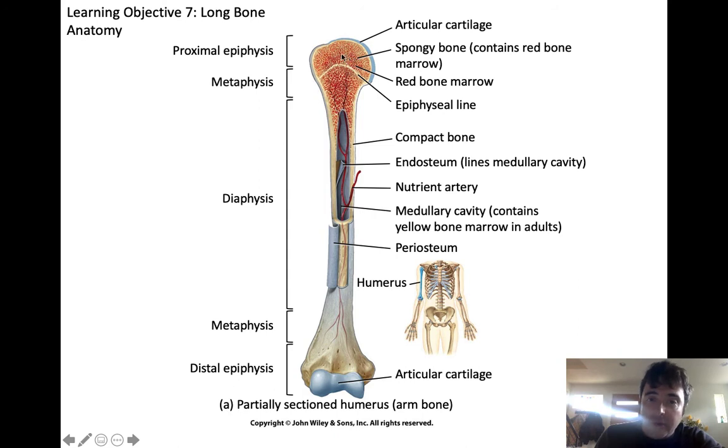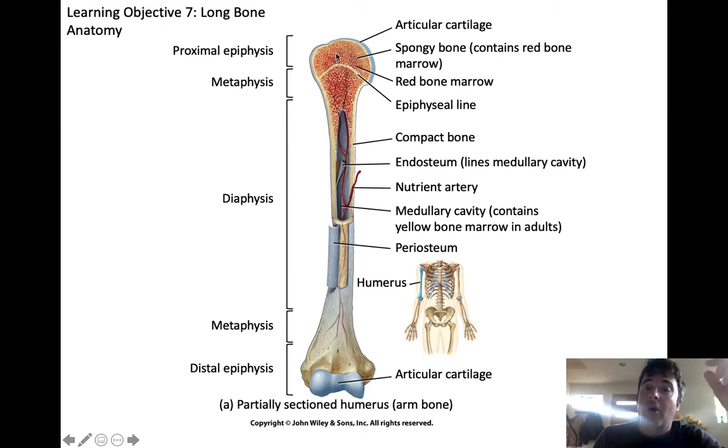Now, within the little nooks and crannies of this spongy bone, you have red bone marrow. So that's the substance. If I said the type of bone in the epiphysis, it'd be spongy bone. If I said the substance you find in that spongy bone, it would be red bone marrow. Red bone marrow is very, very important. It consists of stem cells, and these stem cells ultimately divide to produce red blood cells, aka erythrocytes, white blood cells, aka leukocytes, and platelets, aka thrombocytes.